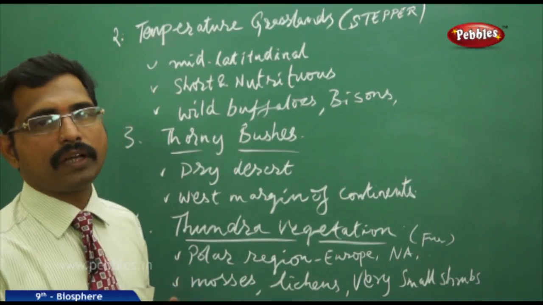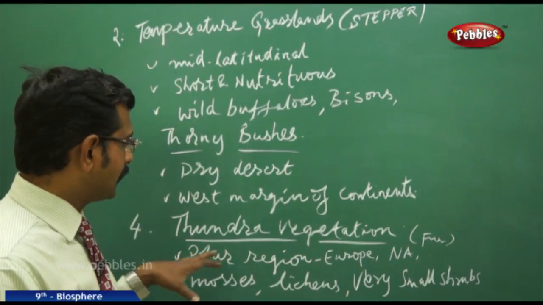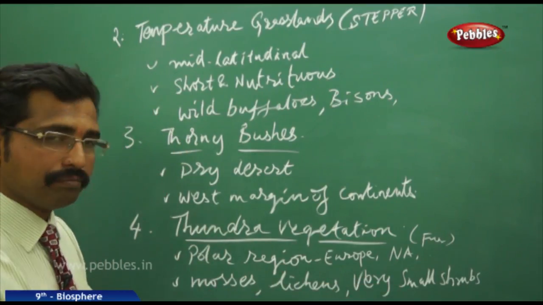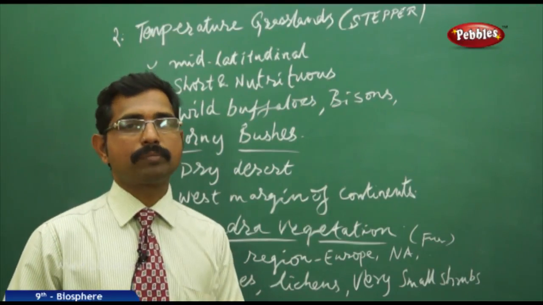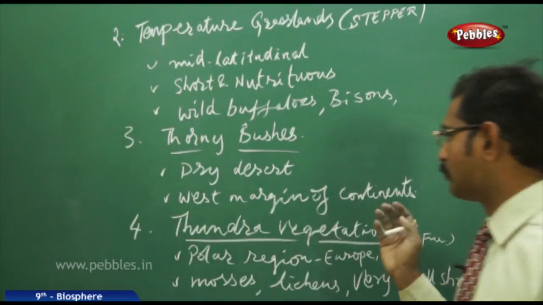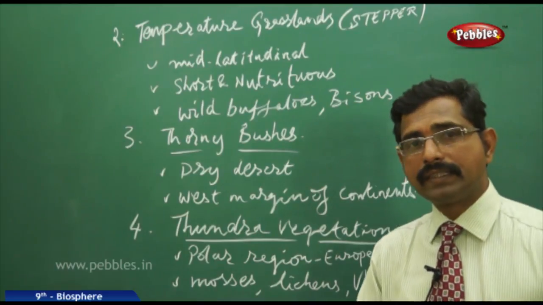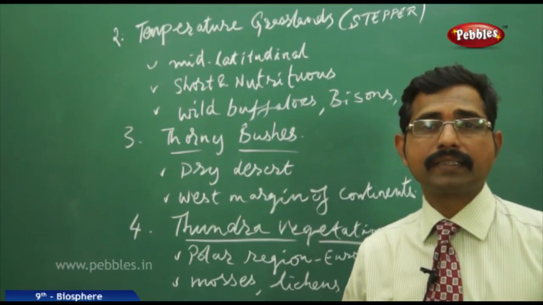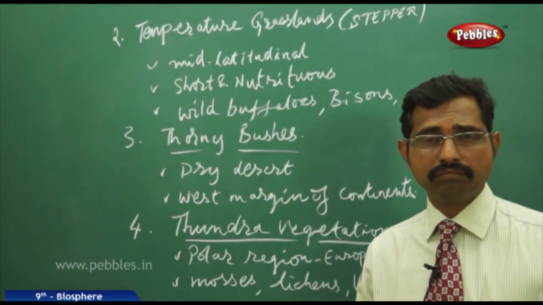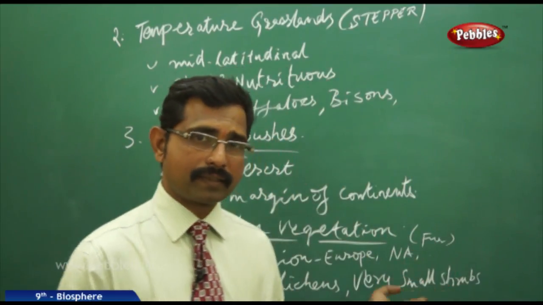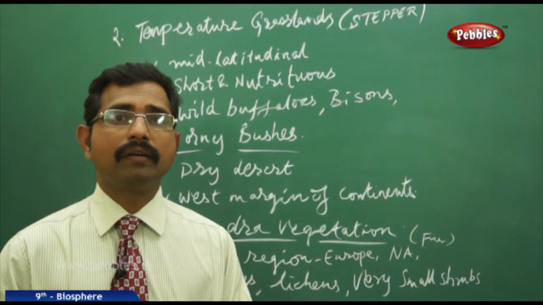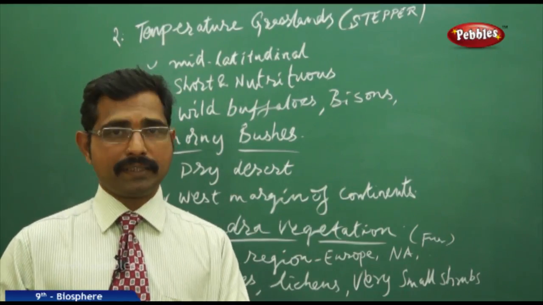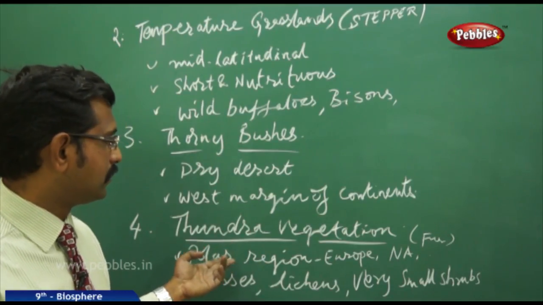Tundra vegetation we usually get in the polar regions, where again there is low rainfall, for example in North America, Europe and other parts. Mosses, lichens and very small shrubs are very common in this type of vegetation. The animals found in the tundra region have fur and very thick skin, like foxes with fur. Animals adapt according to the temperature, and vegetation is also a parameter which affects adaptation, because animals usually adapt thick fur in tundra vegetation.